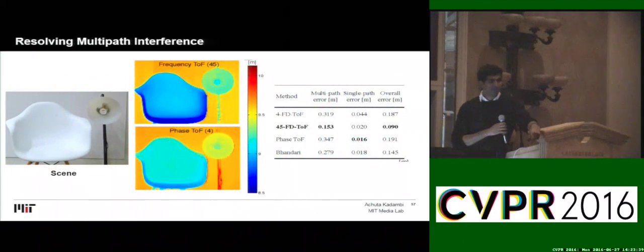You can resolve multipath interference. For example, if you have a pretty mundane scene, like this ordinary chair, it turns out that this chair has interreflections within it. So if you do ordinary phase TOF, your error becomes quite high. And you can reduce that by a factor of 2 by just using this frequency TOF. Same measurements, you're just changing the primal domain, sort of rethinking the architecture a little bit.